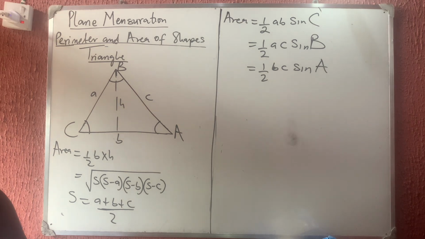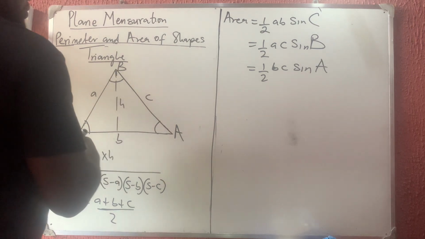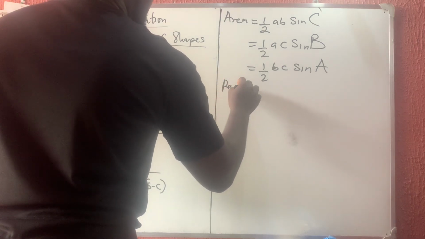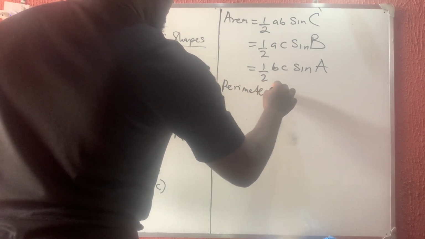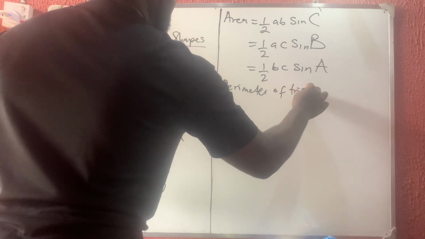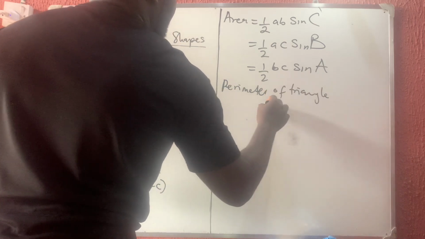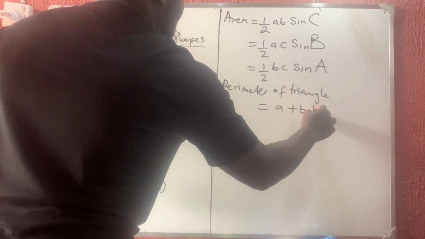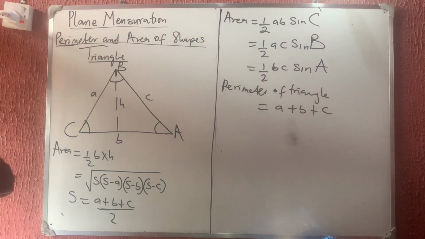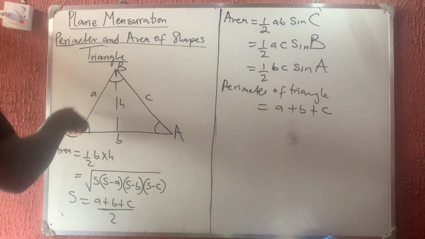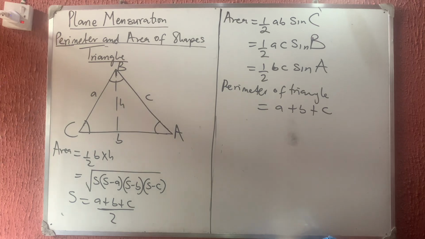All right. So the next thing you should know is what? The perimeter of a triangle is simply to add all the sides. So the perimeter of the triangle is simply for us to add all the sides. So it's A plus B plus C is the perimeter. I told you before that perimeter is just the distance around that shape, the distance around that particular shape.